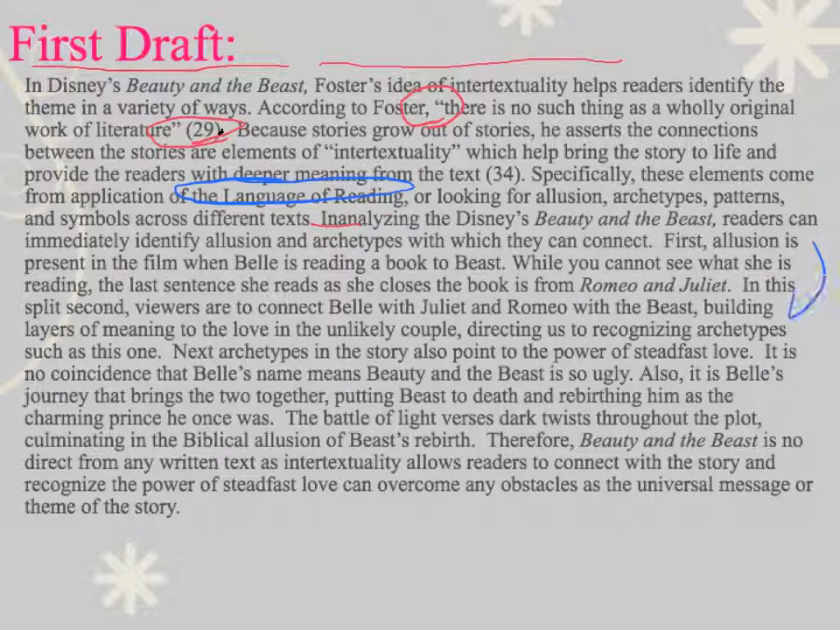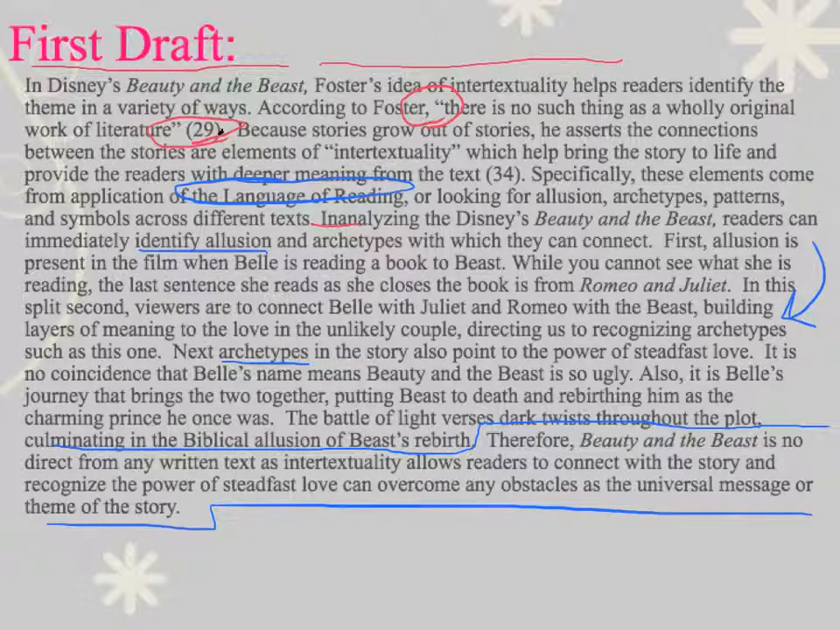When you are looking down here and you're seeing all of these different connections, I've used those buzzwords about the archetype, I've talked about the allusion, I've talked about those connections. I want you to go and make sure with your paragraph that you have an idea that concludes the paragraph, okay? It's important to draw it to a close, and here's a good example of how to do that. Therefore, Beauty and the Beast is, look at that, different from any written text, as intertextuality allows readers to connect with the story and recognize the power of steadfast love can overcome any obstacles as the universal message or theme of the story. Again, your first draft, all about that content, getting your ideas on paper.